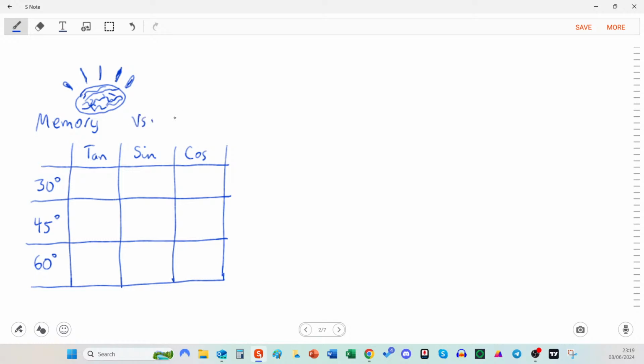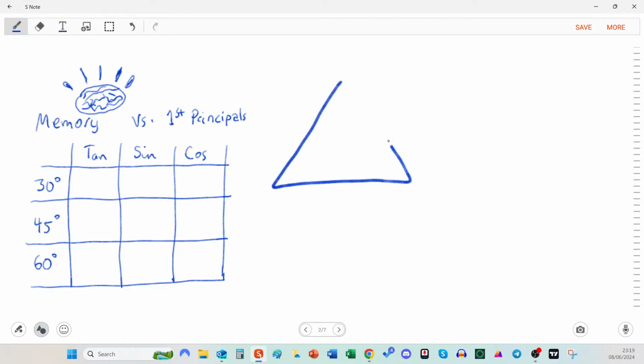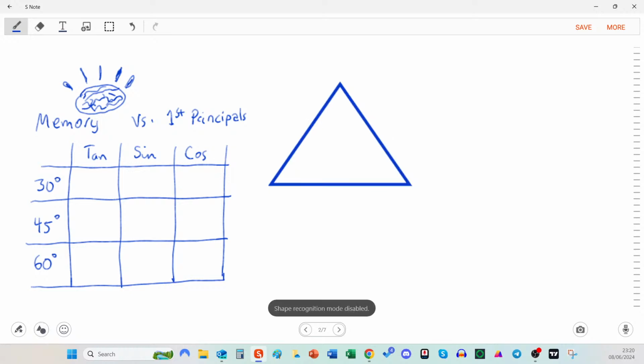Or if you're a person that likes to use what we call first principles, it means that you understand principles and ideas at a base level, and you build up from there to understand the more complex ideas. This sort of approach, what we're about to do, is how you do that. You draw a triangle. So as we were talking about before, they come from triangles. The first triangle that we want to draw is the equilateral.